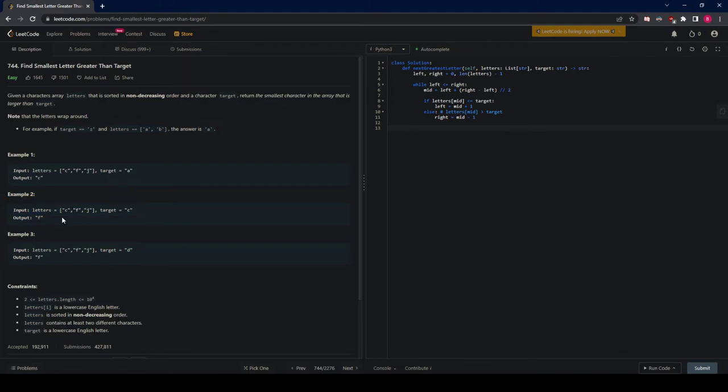Example 2 perfectly shows this. We have an array with C, F, and J, and our target is C. Even though we're able to find the letter C here, we don't care. We want to find the smallest character that is also greater than the target. The greater than is just calculated by logic, where you have letter A, you can give it the value 0 or 1, and then Z would be 25 or 26 depending on if you do 0-based indexing or not.